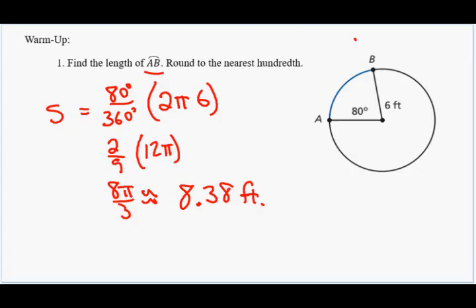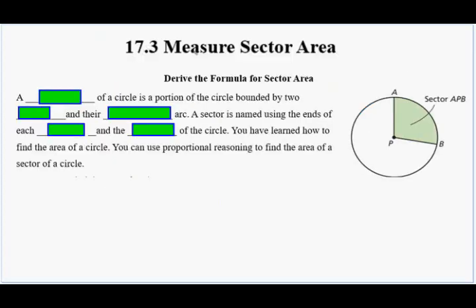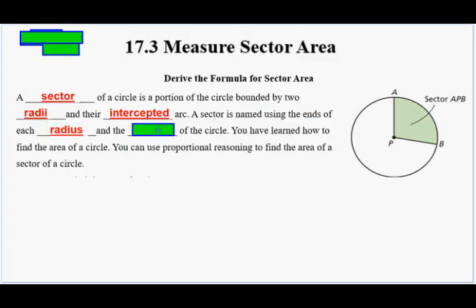All right. So we found chunks of our circumference. Now we're going to find slices of our entire area. The area of a circle is pi r squared. Now we're just going to find a fraction of it. So a sector of a circle is a portion of the circle bounded by 2 radii and their intercepted arc. It looks kind of like a slice of pizza.